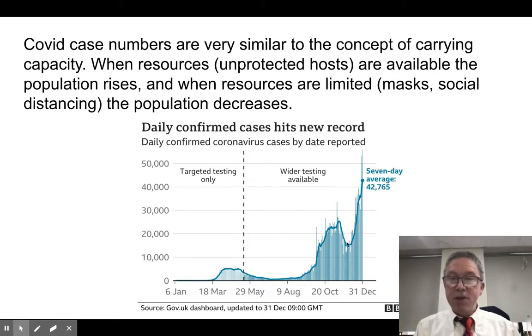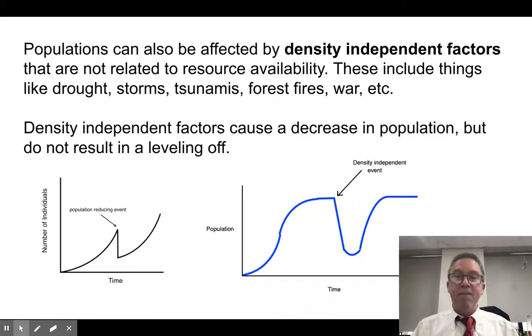The population dropped. But then holidays happened. People got together. They missed their families. And so there's more access to resource and the population skyrocketed. So it's definitely an organism that models this type of population graph quite well.